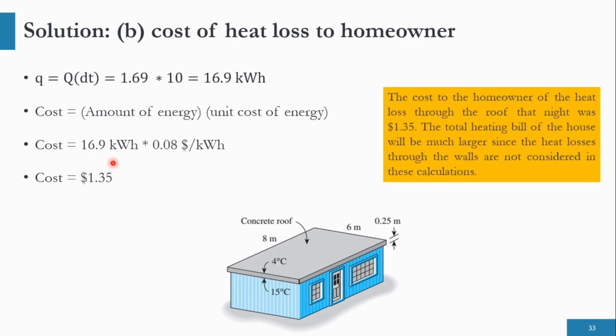If I go to the conclusion, the cost to the homeowner of the heat loss through the roof that night was $1.35. And let me say that this was just through the roof. We have not counted it through the walls. So accordingly, we have just counted this much region for the heat loss. But if we include this loss, then the total loss will be higher.